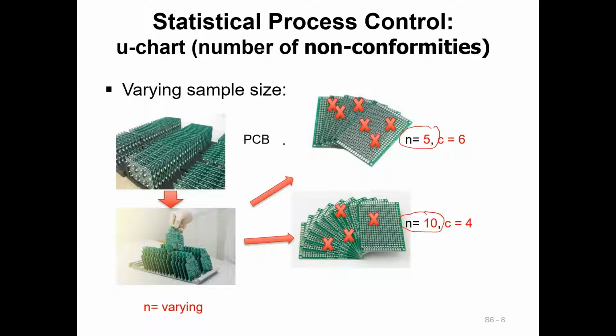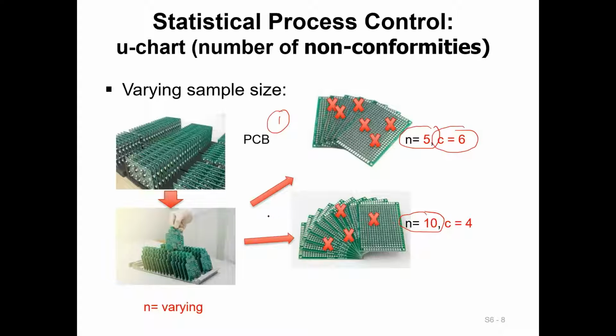So subgroup one, because the production just started, there are not many PCBs produced by the assembly line, so he decided to pick 5. And out of the 5 PCBs, or printed circuit boards, picked by the inspector, there are 6 non-conformities found, there are 6 defects. Improper soldering, solder burns, IC chip missing, okay.